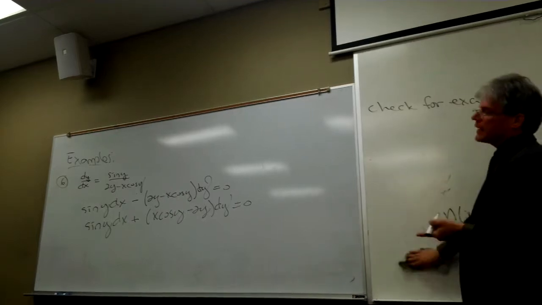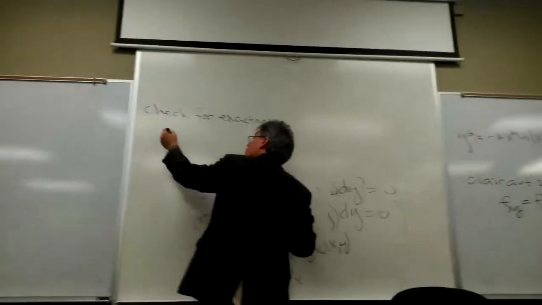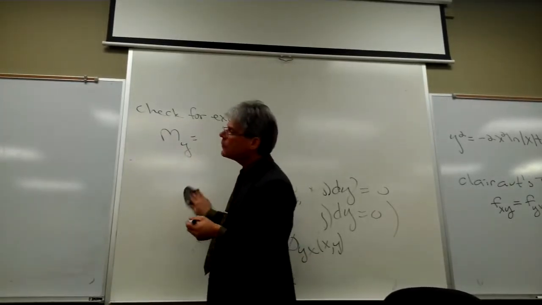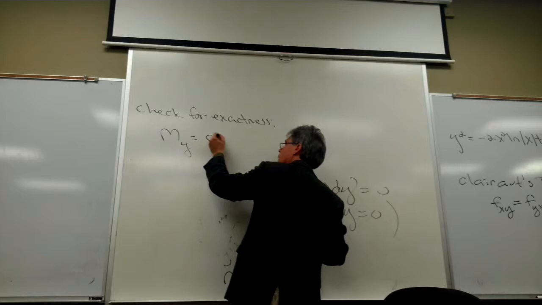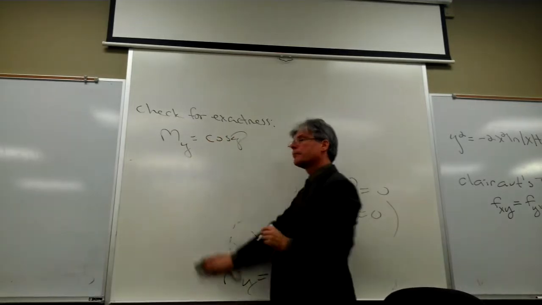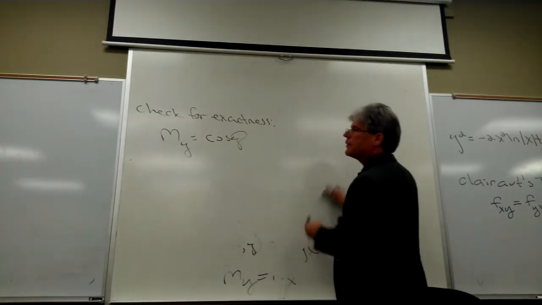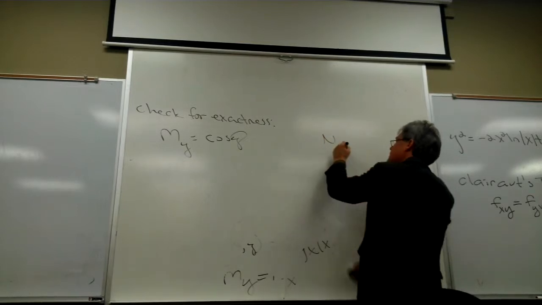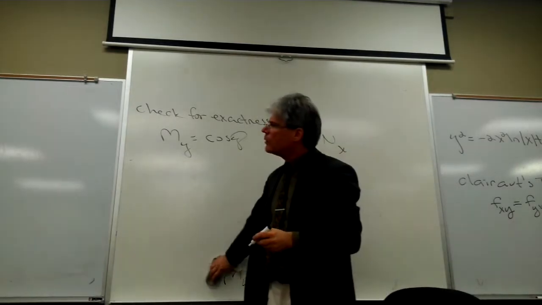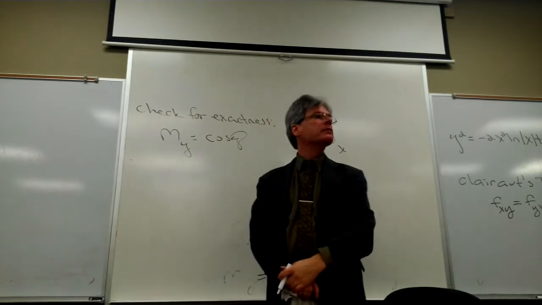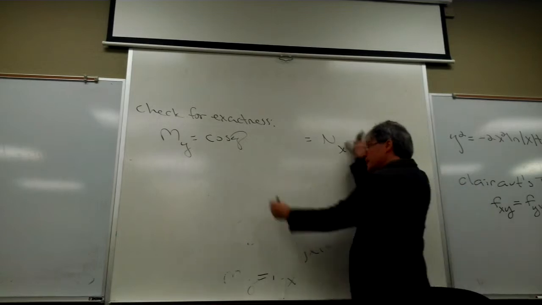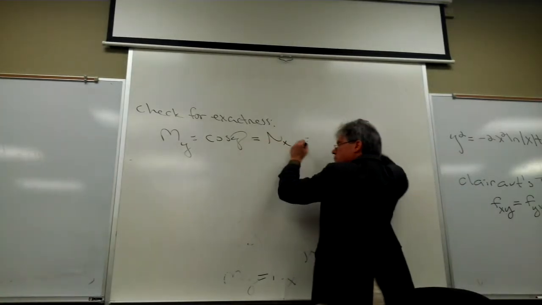In checking for exactness, I'm going to take my function M and partially differentiate with respect to y and see what I get. Isn't that just straightforwardly the cosine of y? But if I take my function N and partially differentiate with respect to the variable x, I get the same thing. So I guess I have exactness.